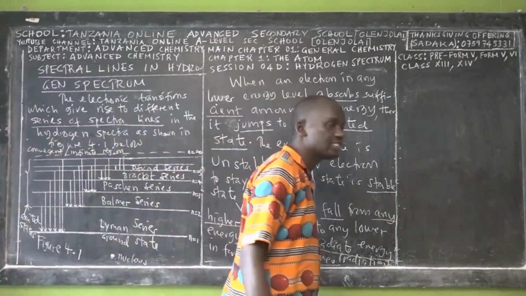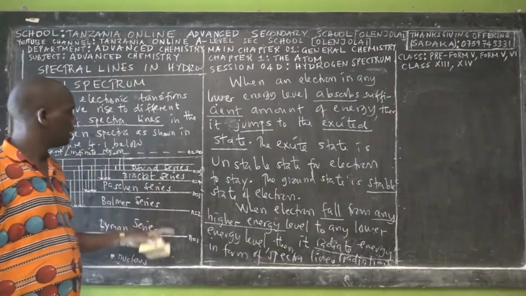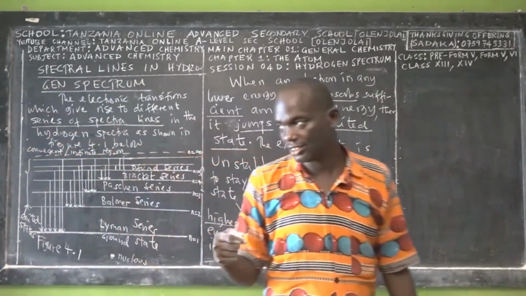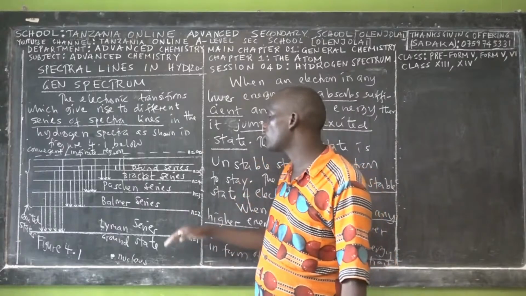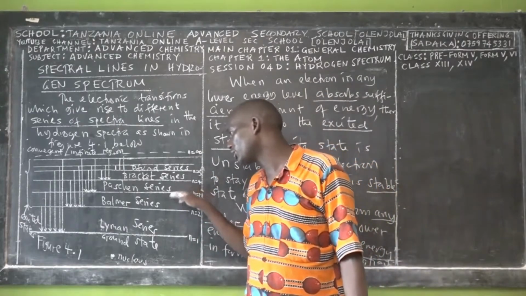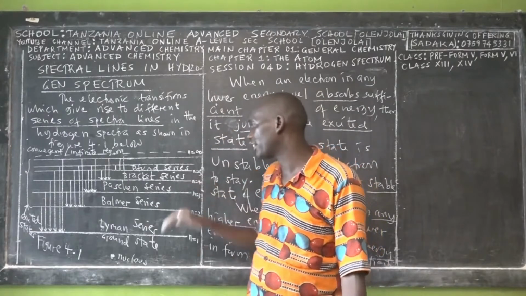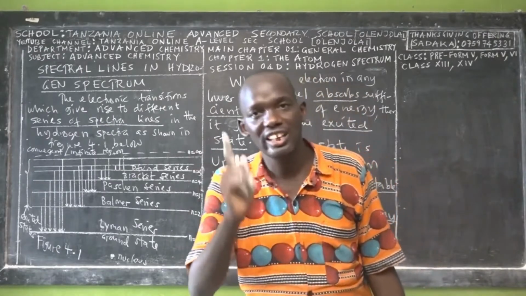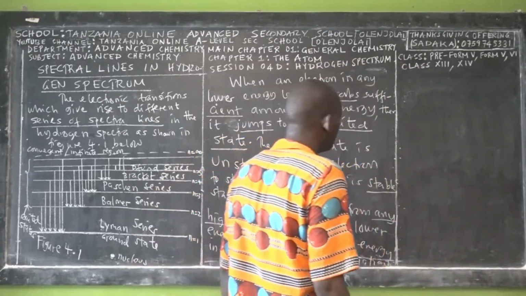So, in the next session, I will explain again the form of the Rydberg equation when electrons fall from any energy level into the Lyman series, into the Balmer series, into the Paschen series, into the Brackett series, and into the Pfund series. So stay tuned and join me in session 4E, where I will present to you.